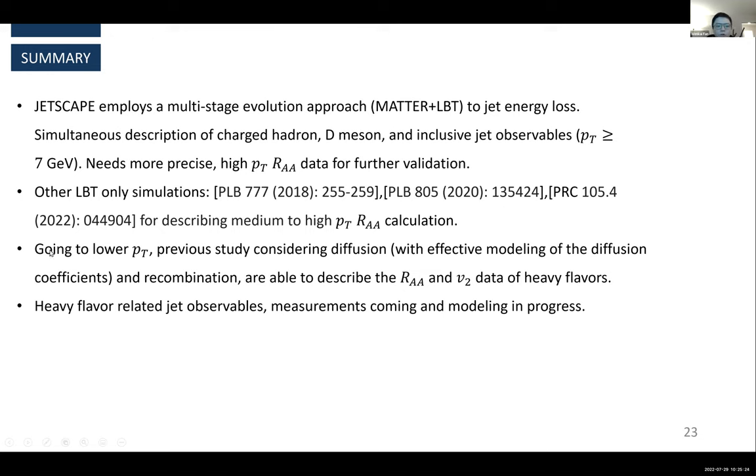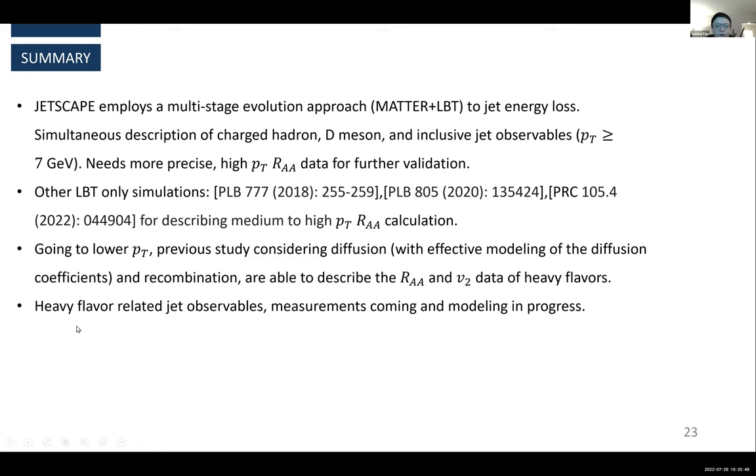And to go to lower pT, previous studies considering different diffusion mechanisms with effective modeling of the diffusion coefficients that accounts for non-perturbative effects, and also considering recombination mechanisms, are able to describe the RAA and V2 data of heavy flavors.